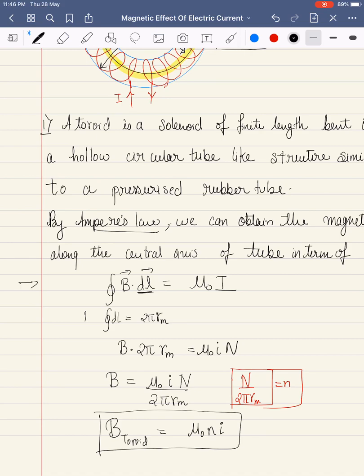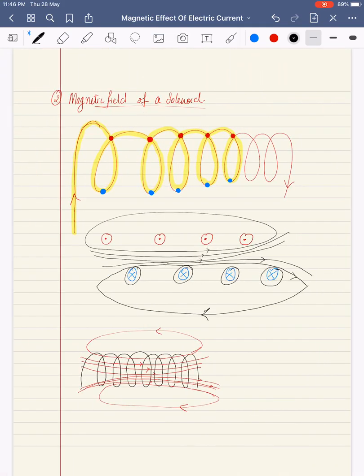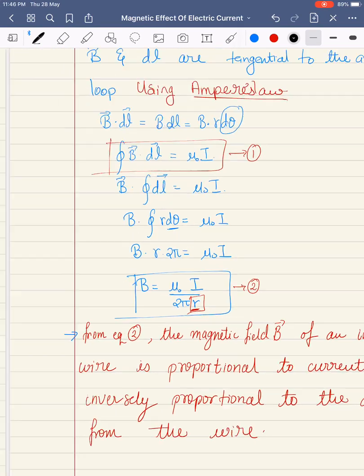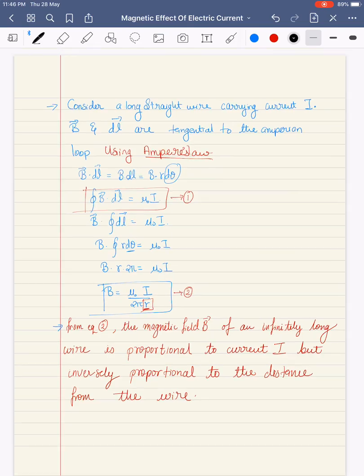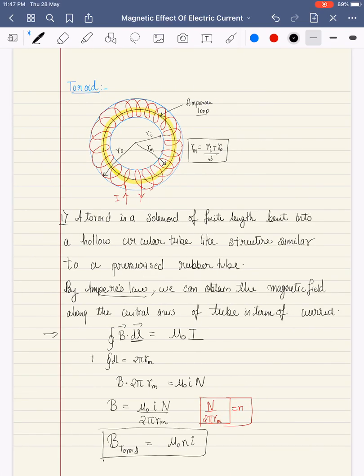This is what we have said about the toroid, okay. So basically what is happening over here is, when you applied Ampere's law for a straight wire carrying current, you found that the magnetic field is inversely proportional to r, okay. But unlike a solenoid, the magnetic field is not constant over the cross section of a toroid. In a solenoid the magnetic field is constant, but in a toroid the magnetic field does not remain constant.